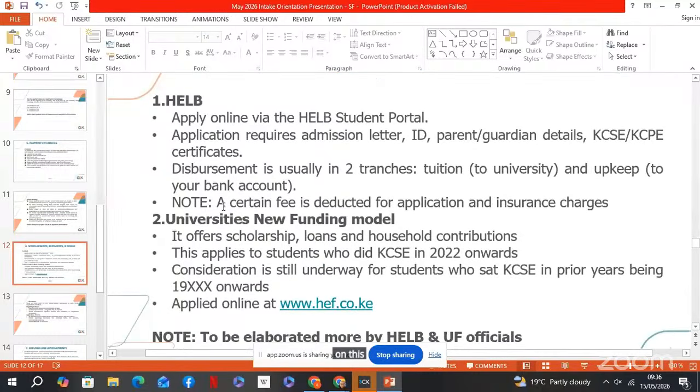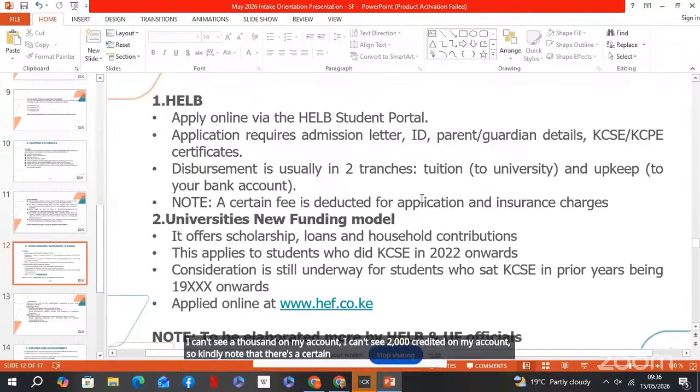However, I would want to put a certain note across for your attention. There's a certain fee that is deducted for application and insurance charges when you get the HELB funding. So I also get so many questions from students asking, I got this amount of money, I can't see 1,000 on my account, I can't see 2,000 credited on my account. So kindly note that there's a certain fee that is charged here. So we don't receive the entire amount that has been approved by HELB.